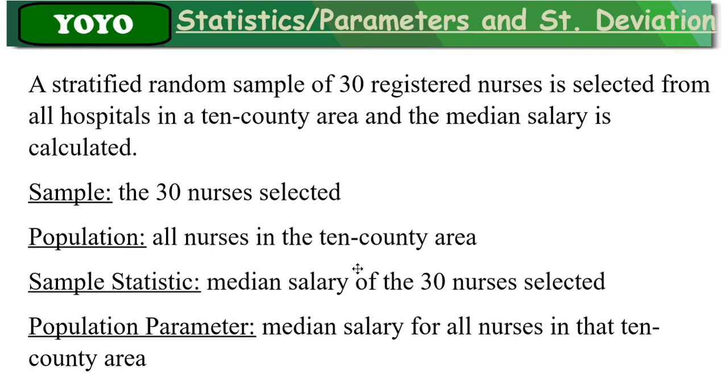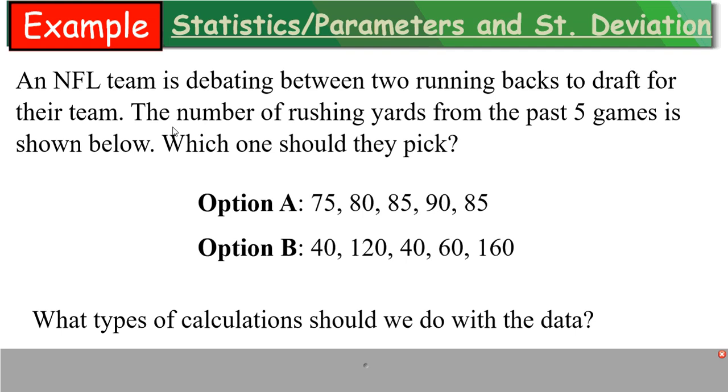Maybe that median salary for the 30 selected is something like 55,000. Maybe the population, if we actually included everybody, was 58,000. Hopefully that statistic is close, because it would take too much time and money and resources to survey everybody, so we only do a portion, a sample. Once we have values, then we start to do some calculations with them. So this is where we actually start to compute.